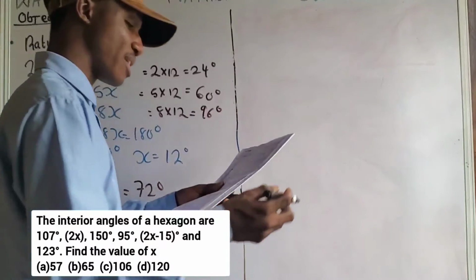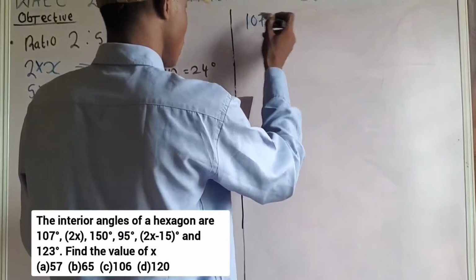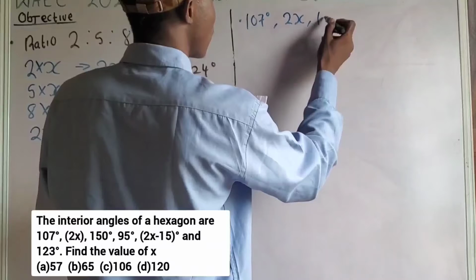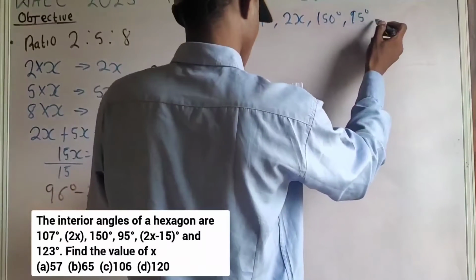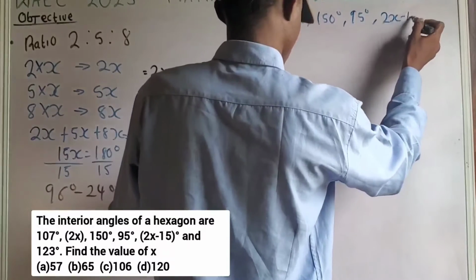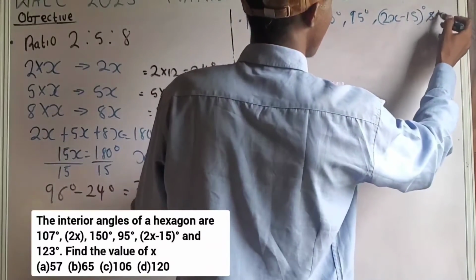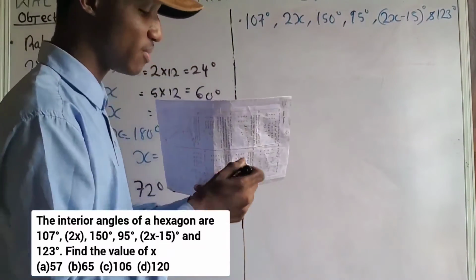So now we are given the angles. The angles are what? 107 degrees, the first angle. The second angle that we're given there is 2x. The third is 150 degrees. The fourth is 95 degrees. The fifth is 2x minus 15 degrees. And the sixth angle that we are given is 123 degrees. Okay. Now, with respect to this information, how do we determine the value of x?